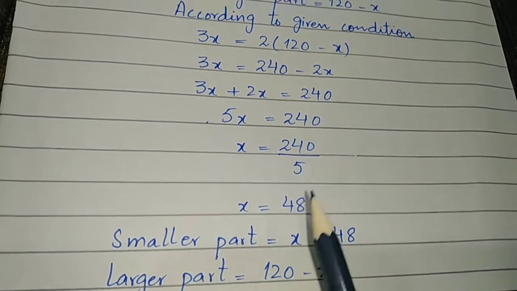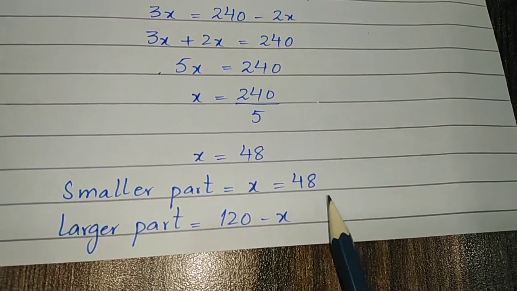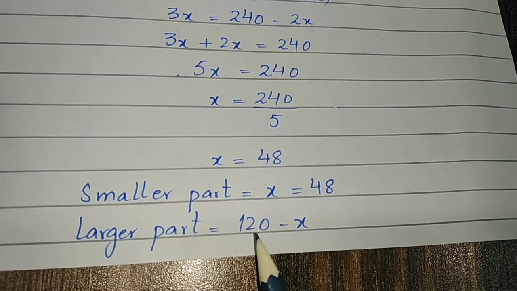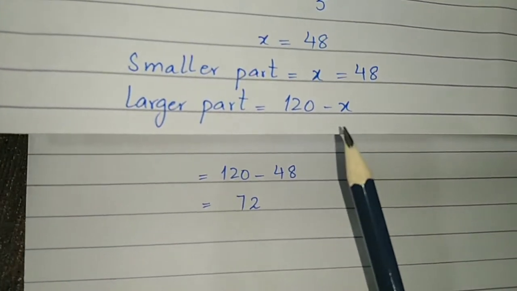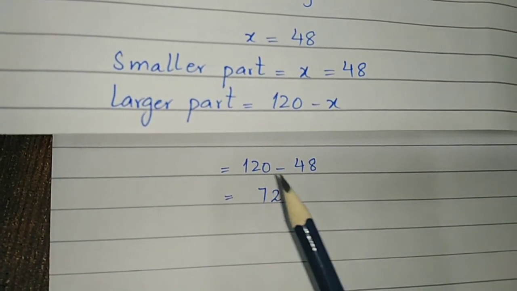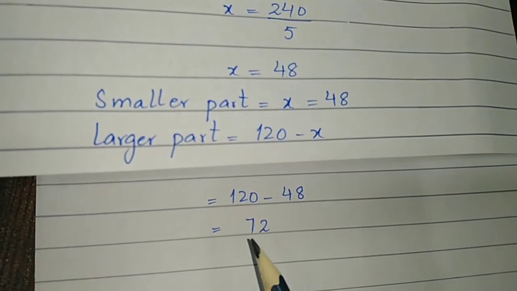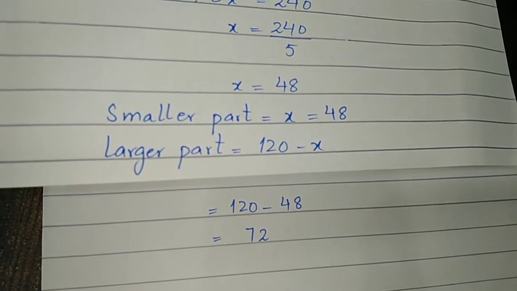So the smaller part, we let x, is 48. The larger part is 120 minus x, so you put the value of x here: 120 minus 48, that is 72. So the smaller part is 48 and the larger part is 72. And when you add 72 and 48, you will get 120.